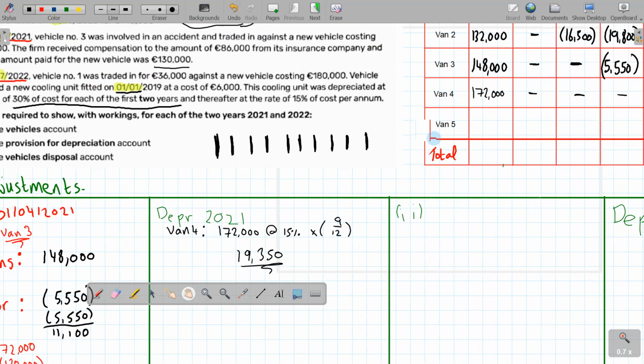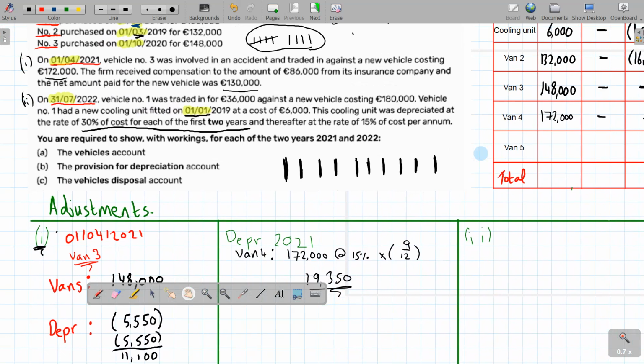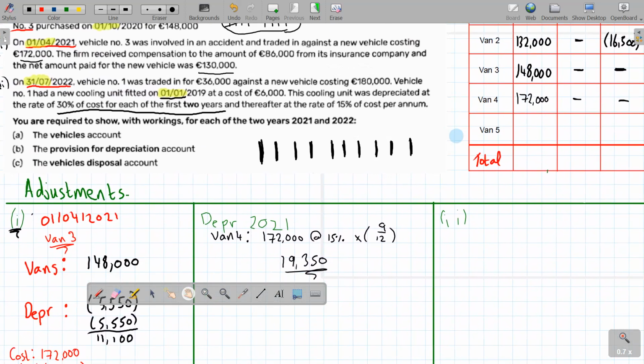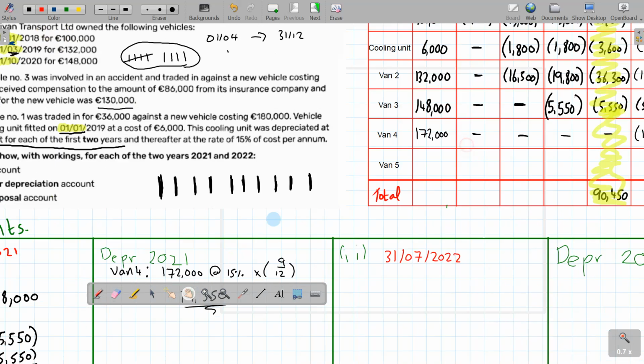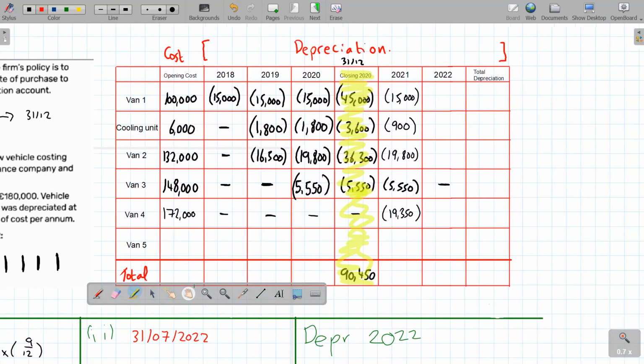Perfect. Now, adjustment 2. So what are the key facts? 31st of July 2022. So before I even move on, I'm going to note there's no depreciation for the van 5.